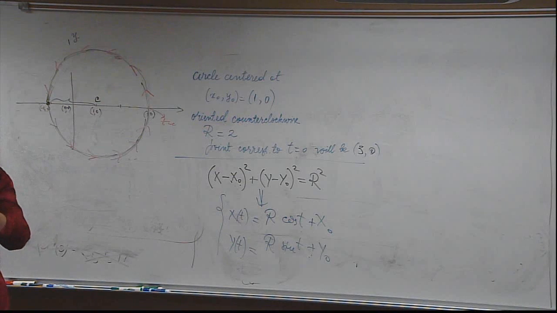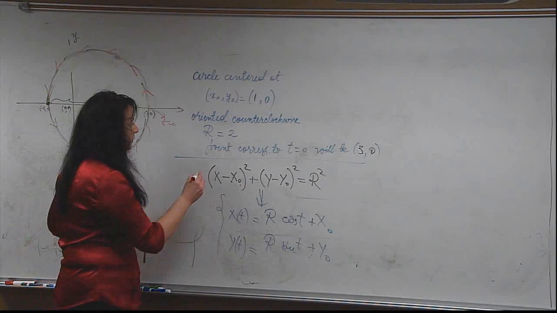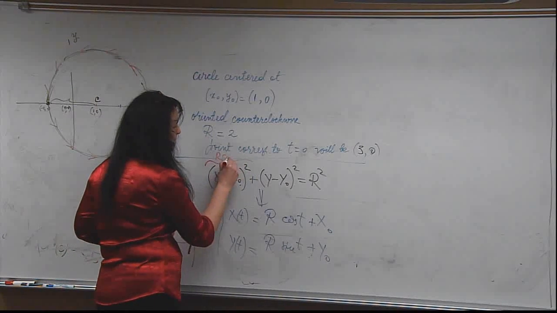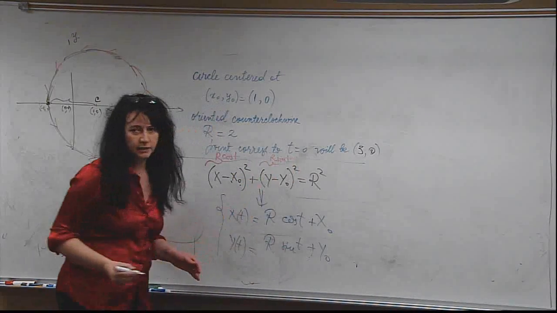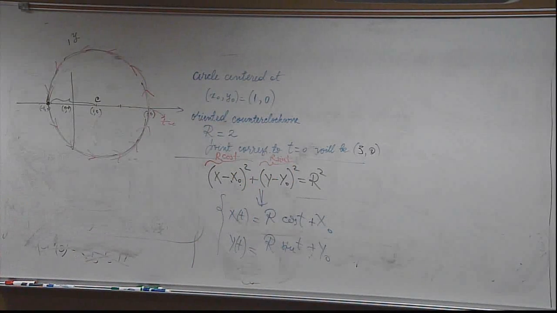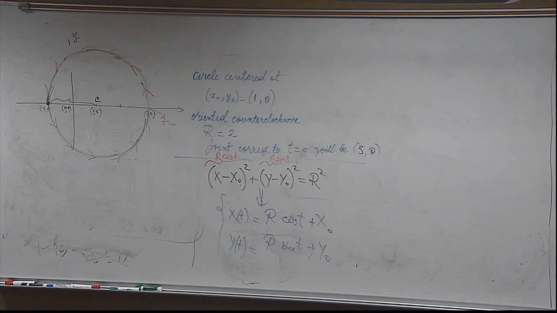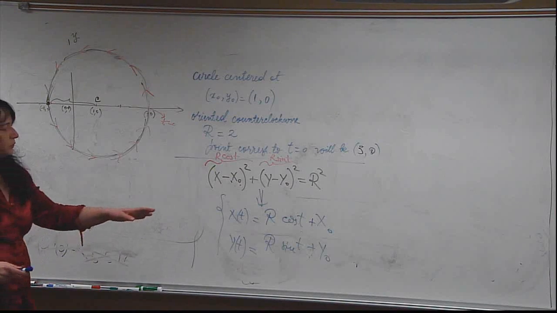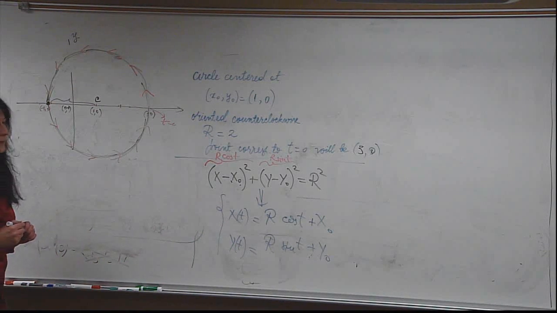If I have a problem like that, I must have that this is r cosine t, and this is r sine t, because when I take these and square them and add them together, I'm going to have r squared. Alrighty, good. So, no matter what kind of data you have, you should be able to come up with this on your own.